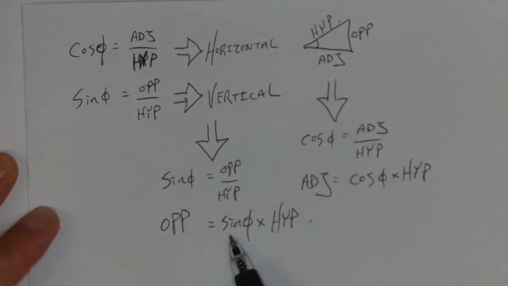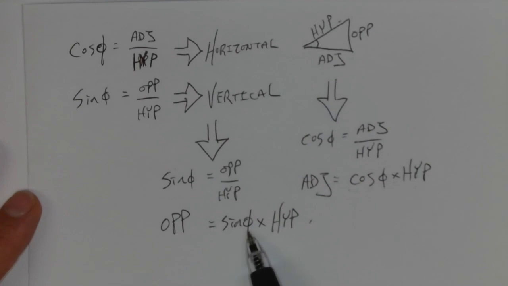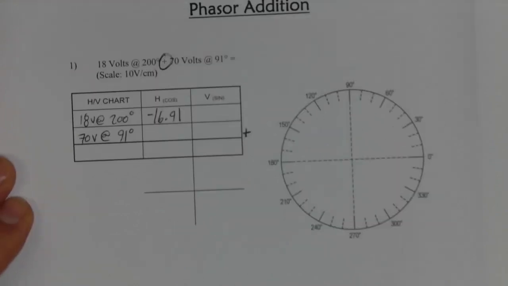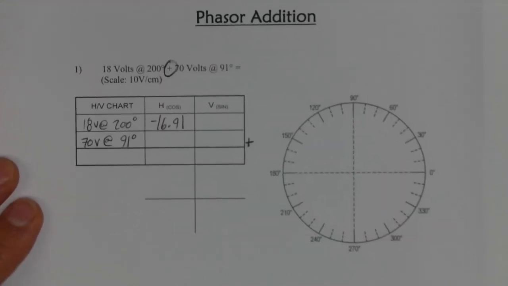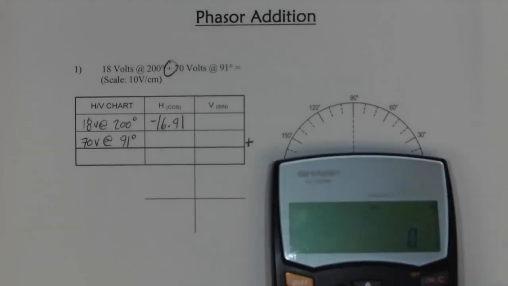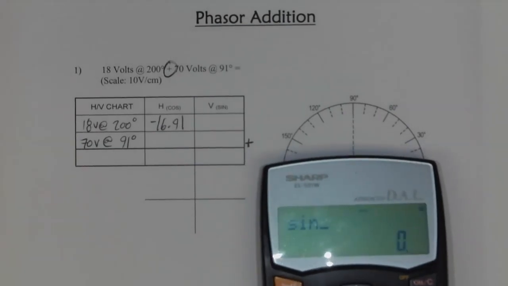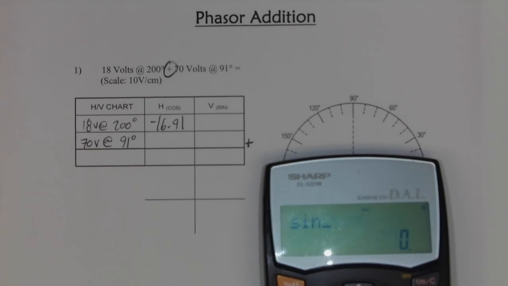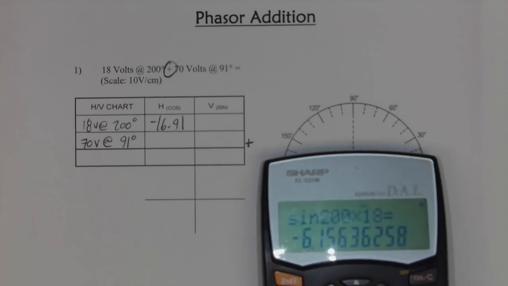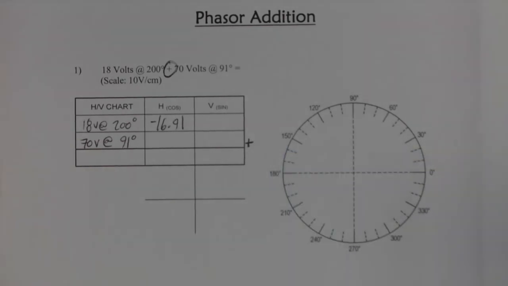So what are we going to do? We're going to enter in the trig sine button, then immediately the angle, and then the multiply symbol, and then we'll type in the hypotenuse magnitude. So let's go and do that. We've got our calculator here. We're going to enter in sine 200 times 18, which gives me negative 6.15.